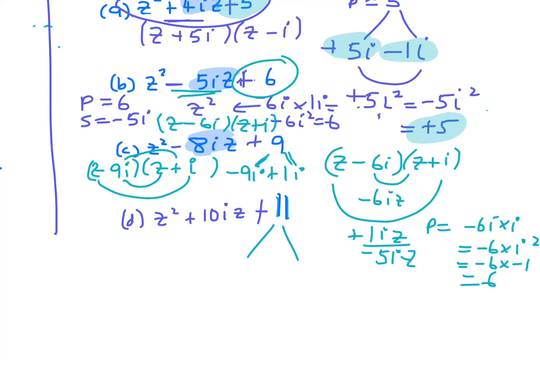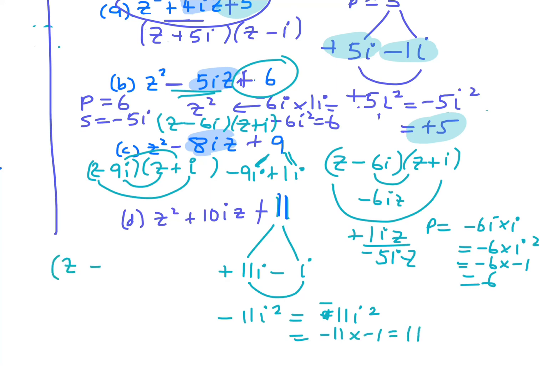Okay, let's make a darker colour. All right, so 11. So that would be 11i and i, and we're trying to get 10. So we're going to get plus 11i minus i. And when you do 11i times i, you get i squared, so you get minus 11. Plus 11 times a minus 1 will give you minus, so it'll be minus 11i squared, which will be minus 11 times minus 1, which gives you the plus 11. So it'll be z plus 11i and z minus i, because they're the factors that were found here and here.